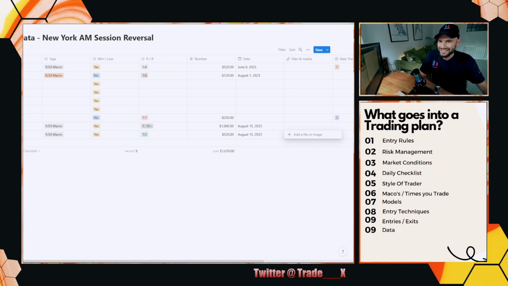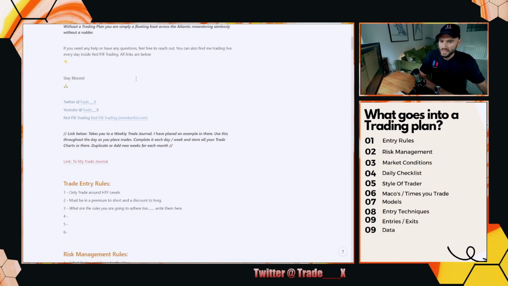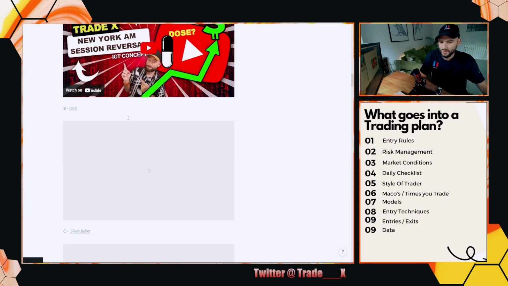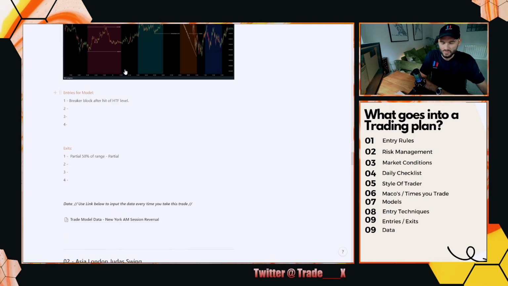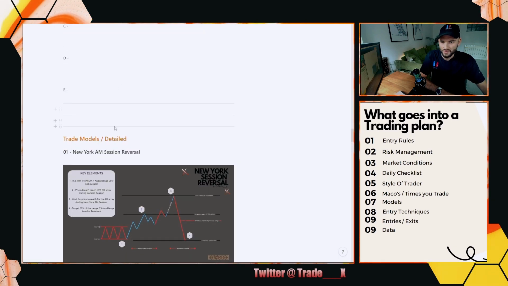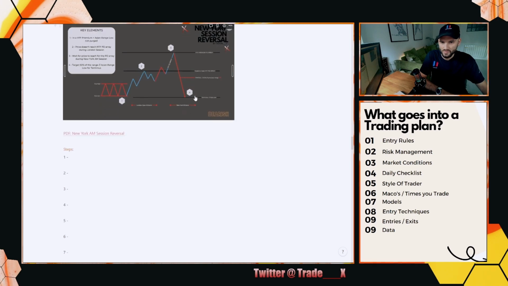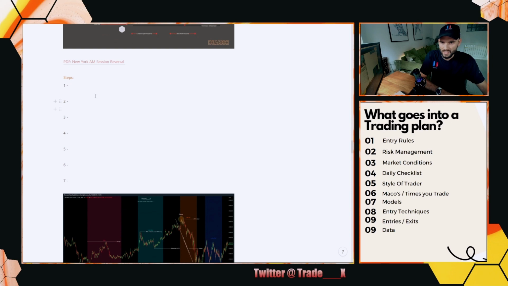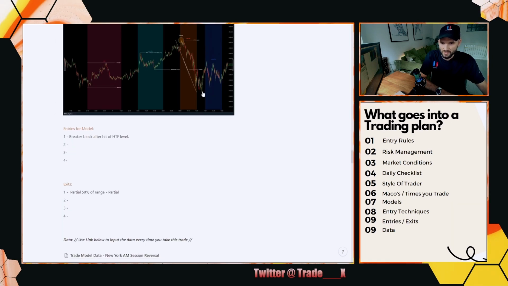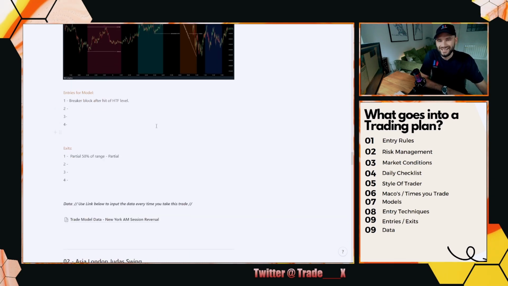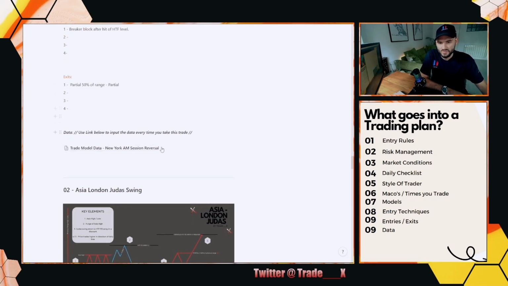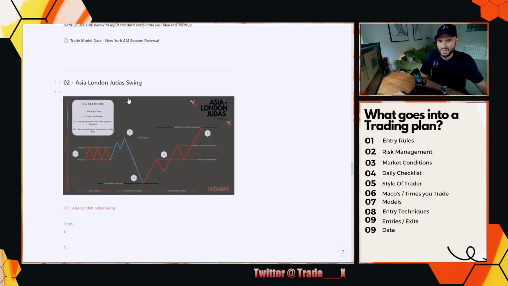All of that is inside this trading plan for you, below each model. So there you go, you have a full breakdown. You have the New York AM session reversal, a quick overview of it in the PDF, a downloadable PDF. You want to write all your steps in. You have examples. You can have separate subfolders on your computer for every time you take this trade. Then you want to have your entries for your models, your exits for your models, and then you want to have the data. And then you do the same for each one, right?